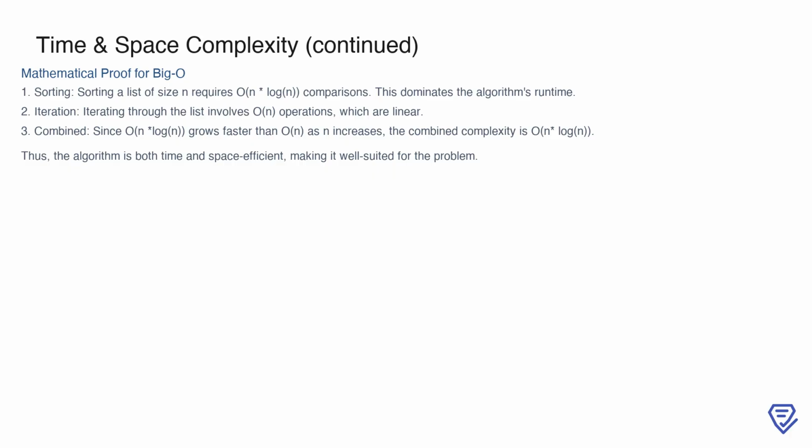Since n log n grows faster than n as n increases, the higher order term determines the final complexity, which is O(n log n). On the other hand, the algorithm uses only a constant amount of additional memory, making the space complexity O(1). This combination of time and space efficiency ensures that the solution is both optimal and well-suited for the problem.